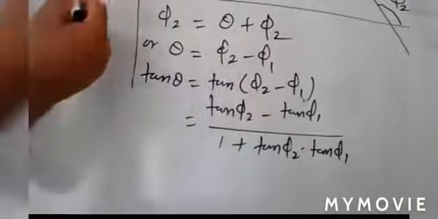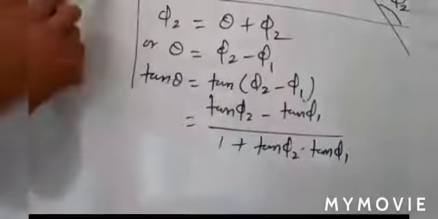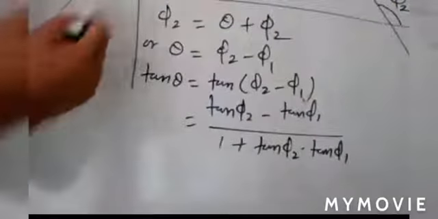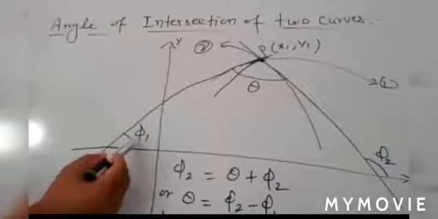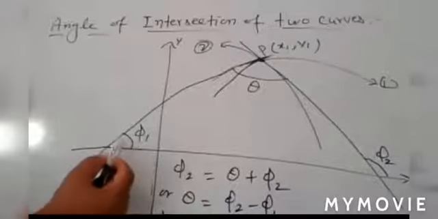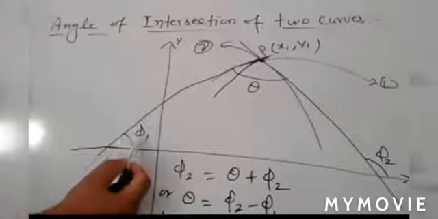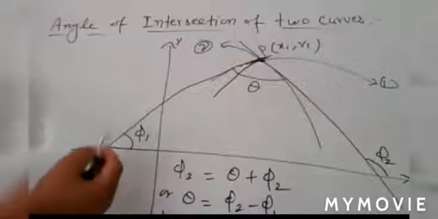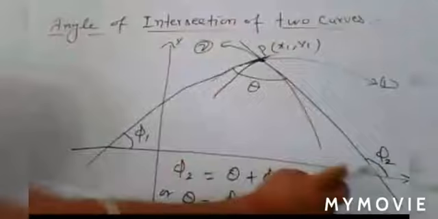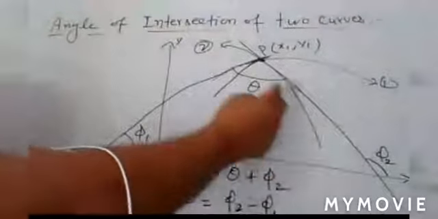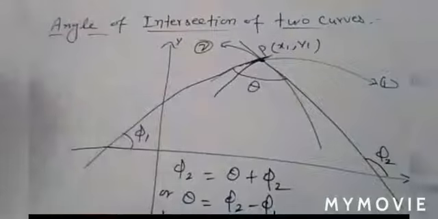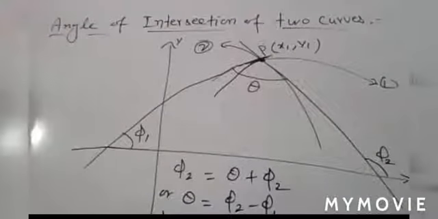So you see that this angle is phi 1. Just see your figure. So tan phi 1 is the slope of the tangent on curve 1, and here phi 2, so tan phi 2 is the slope of the tangent on curve 2. Now how do you find the slope of the tangent?